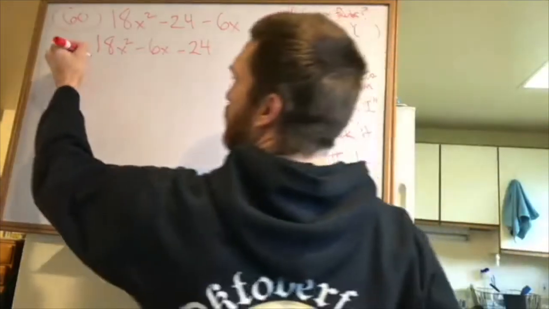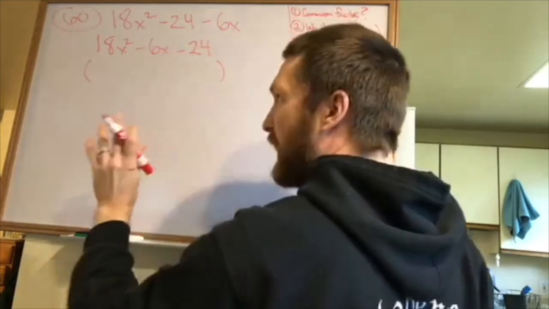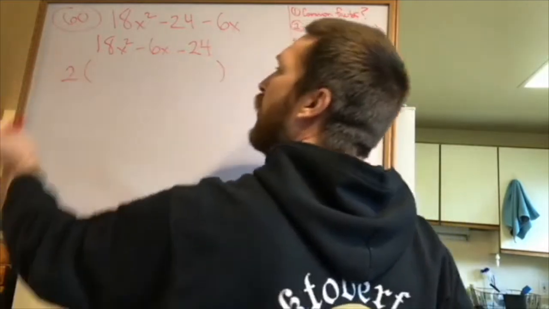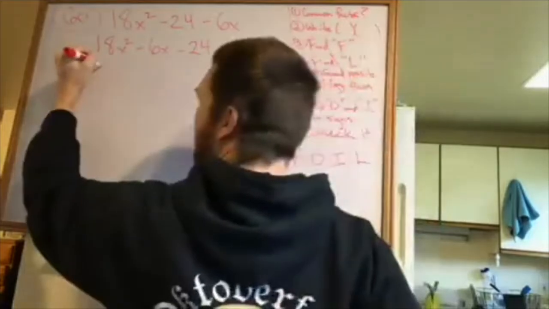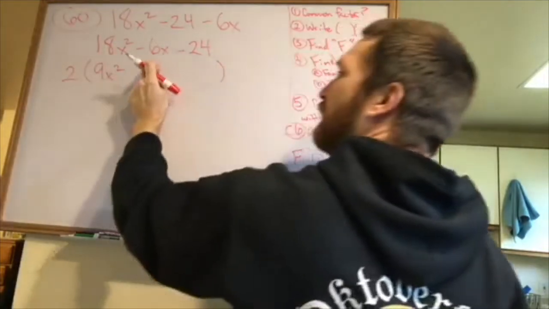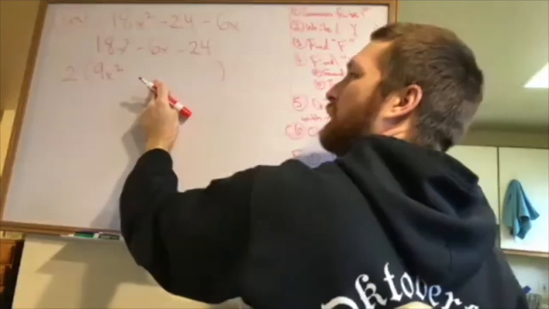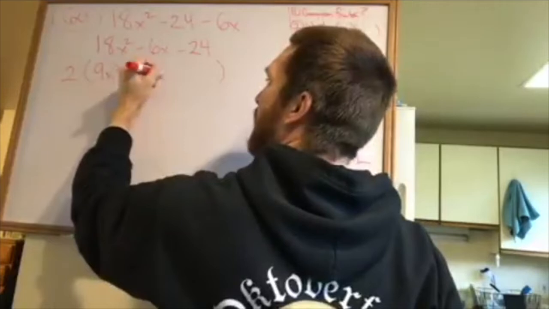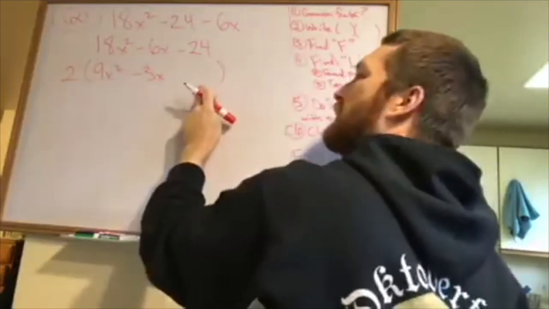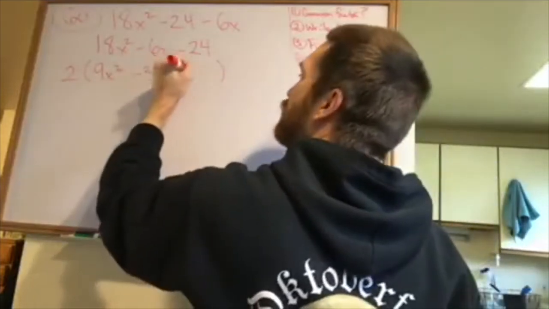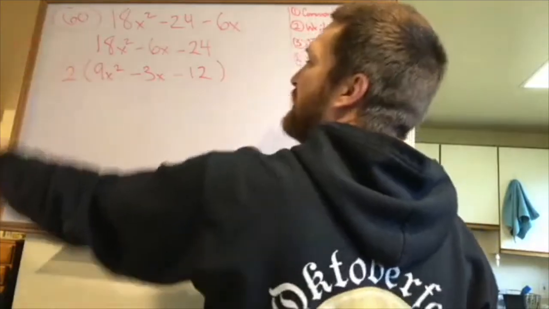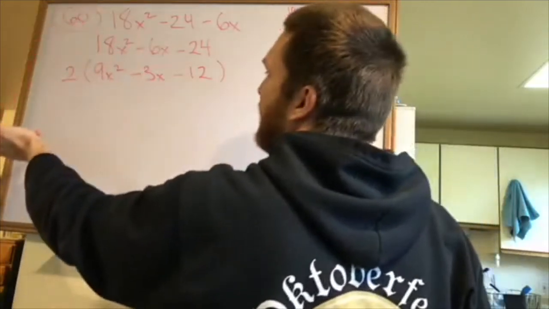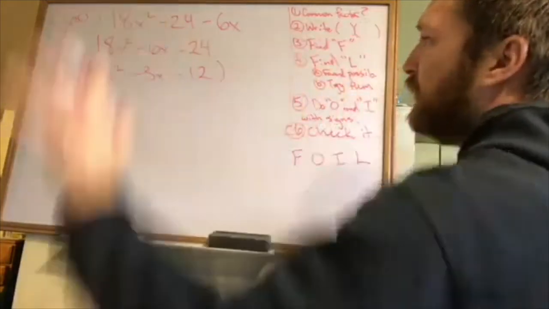So let's do that. This is how I like to write it: I'm going to pull out the 2. What's left right here? 9x squared. What's left right here? Minus 3x. And what's left right here? Minus 12. And then I double check and say, okay, if I multiply the 2 through, I'd have an 18, a -6, and a -24. Okay, I'm good to go.